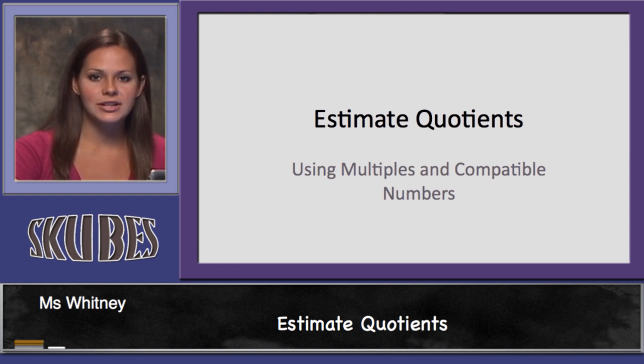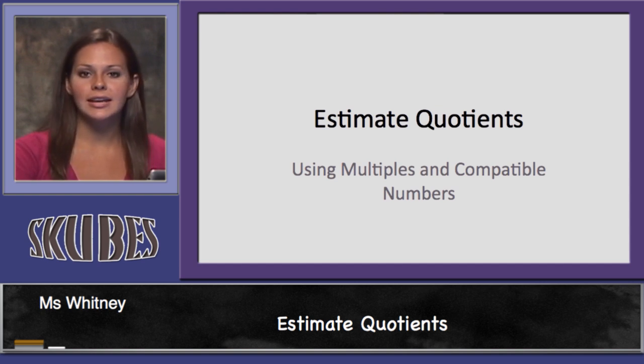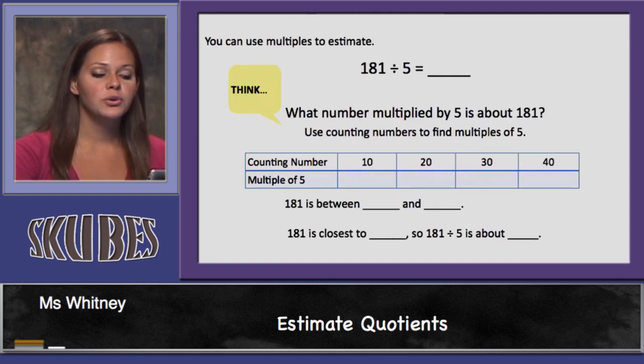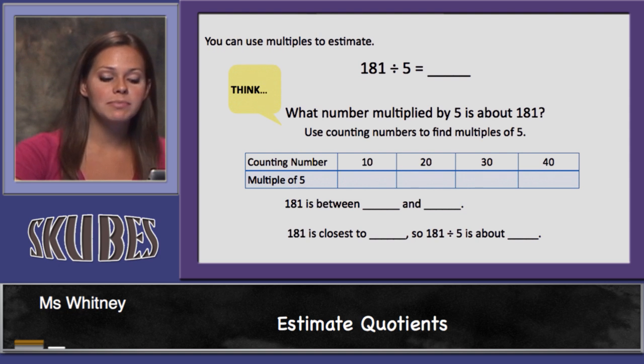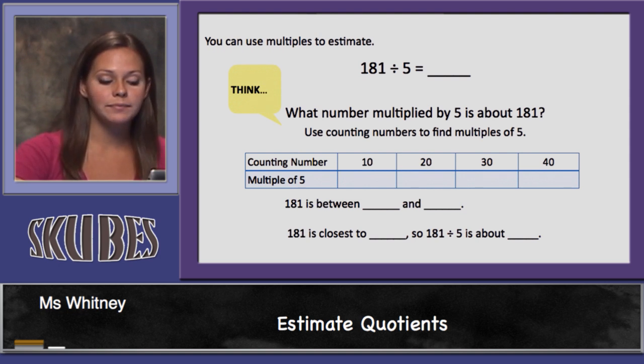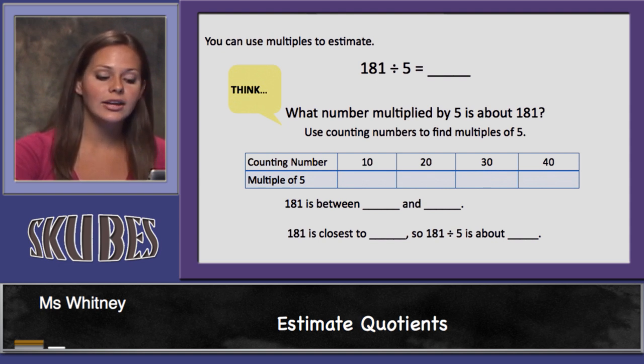Let's estimate quotients using multiples and compatible numbers. You can use multiples to estimate. Let's look at 181 divided by 5. Let's think, what number multiplied by 5 is about 181? First, let's use the counting numbers to find multiples of 5.